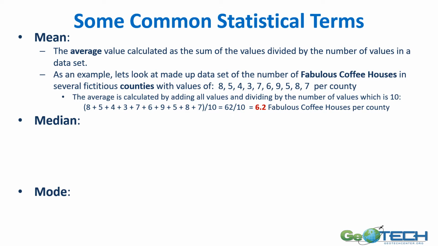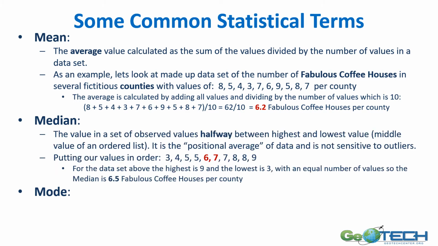So if I say the average number of coffee houses per county are 8, 5, 4, 3, 7, 6, 9, 5, 8, and 7 per county, I can add all those values together. I get 62. If I divide by the number of counties, which is 10, I get an average of 6.2 fabulous coffee houses per county.